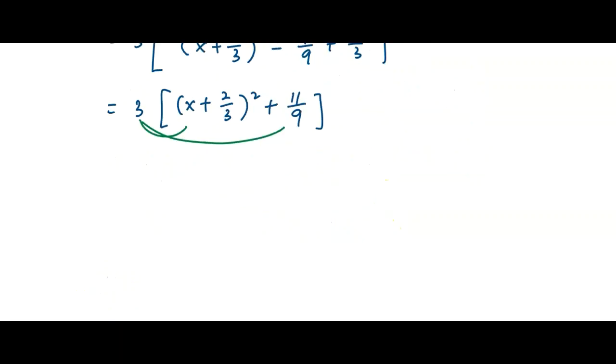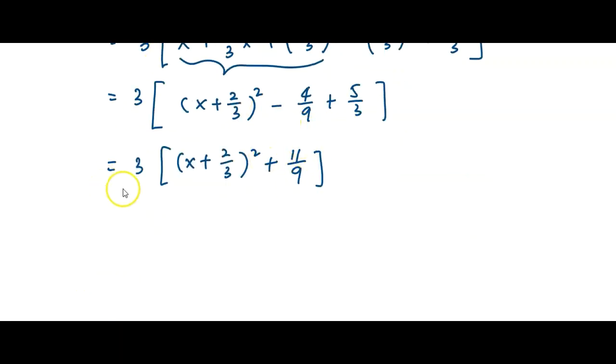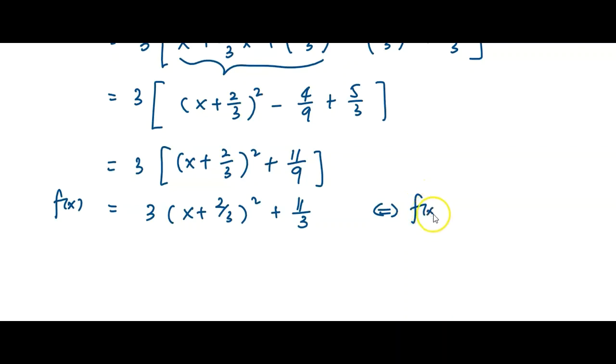Simplify this, and you will have this, and now you can multiply the 3 inside. You have 3 times x plus 2 over 3 squared. 11 over 9 multiplied by 3, you have 11 over 3. All right. Then compare with the standard completed square form, which is given by this: f(x) equals a(x minus h) squared plus k. Compared with this form, you will see that a is equal to 3, which gives you the shape of the graph, and h will be negative 2 over 3, k is 11 over 3.